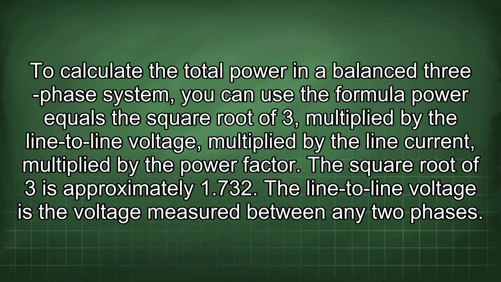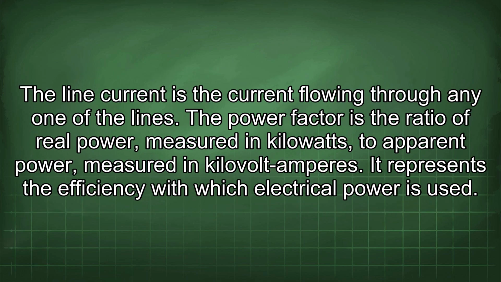To calculate the total power in a balanced three-phase system, you can use the formula power equals the square root of 3 multiplied by the line-to-line voltage, multiplied by the line current, multiplied by the power factor. The square root of 3 is approximately 1.732. The line-to-line voltage is the voltage measured between any two phases. The line current is the current flowing through any one of the lines.